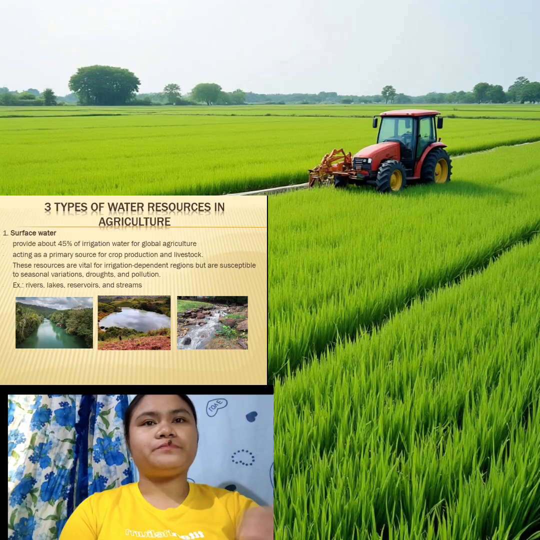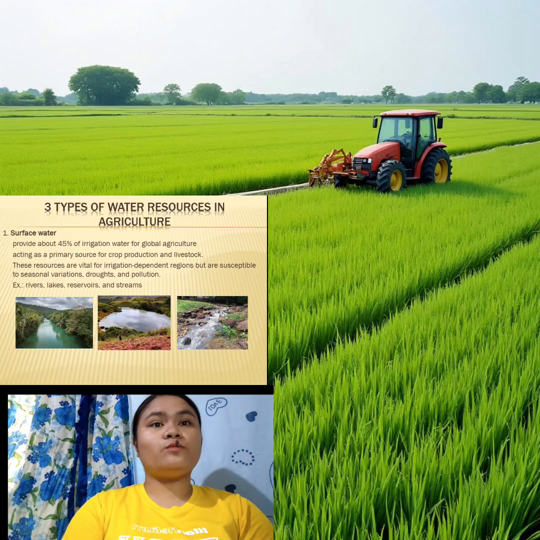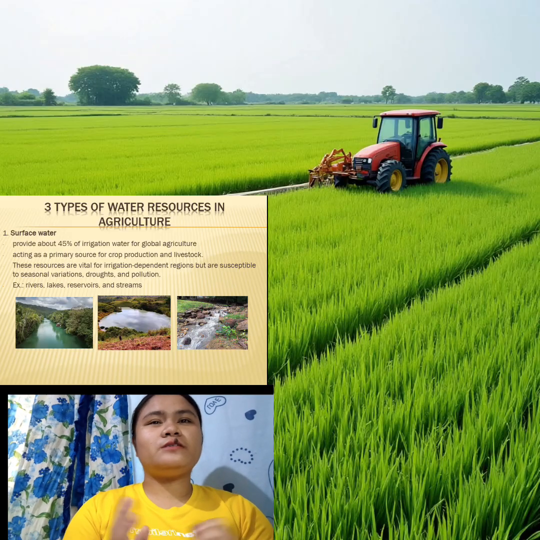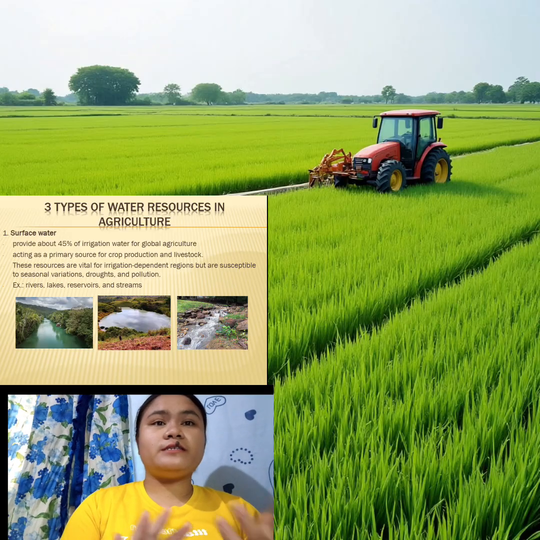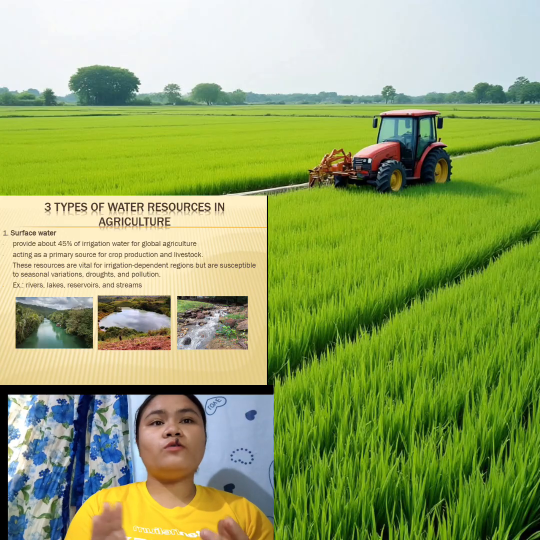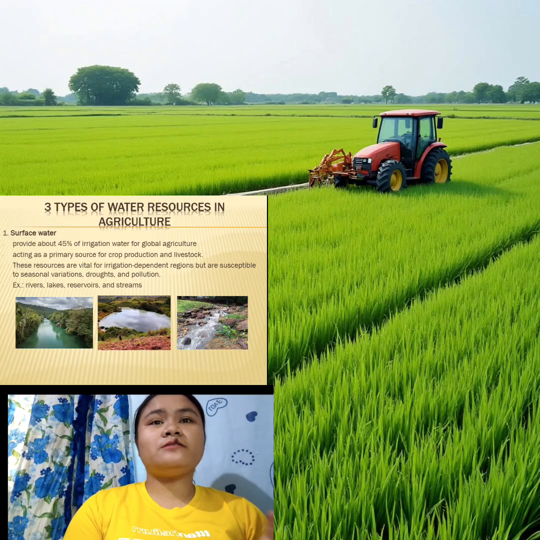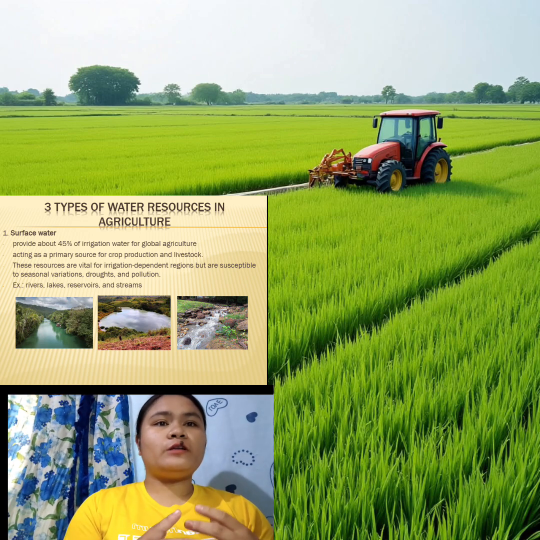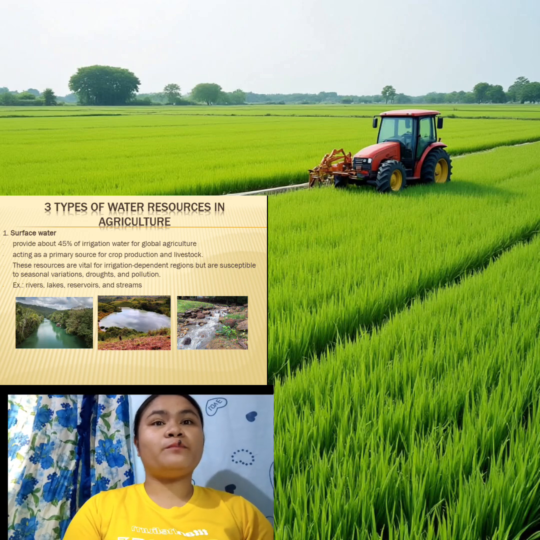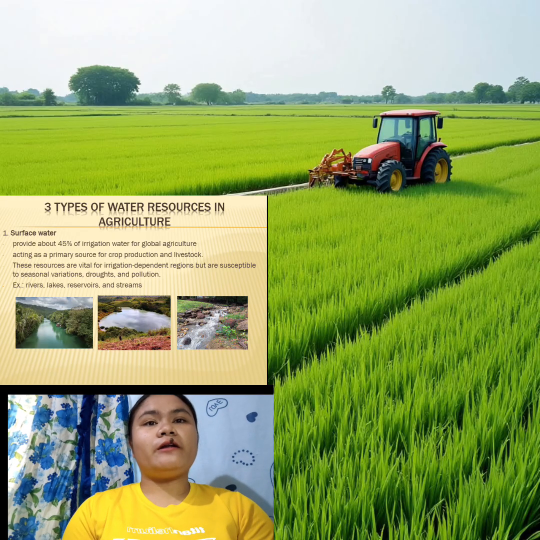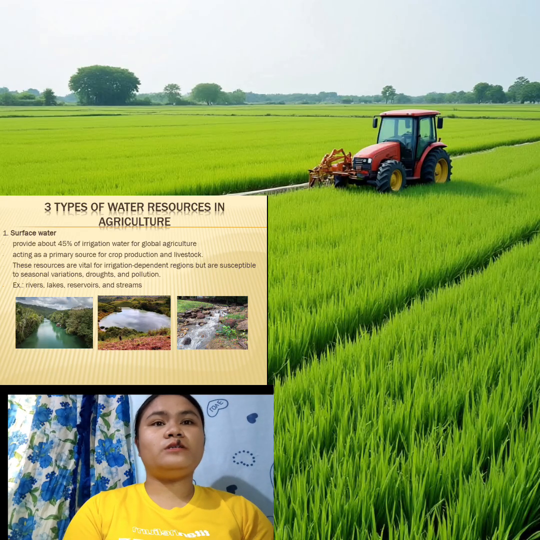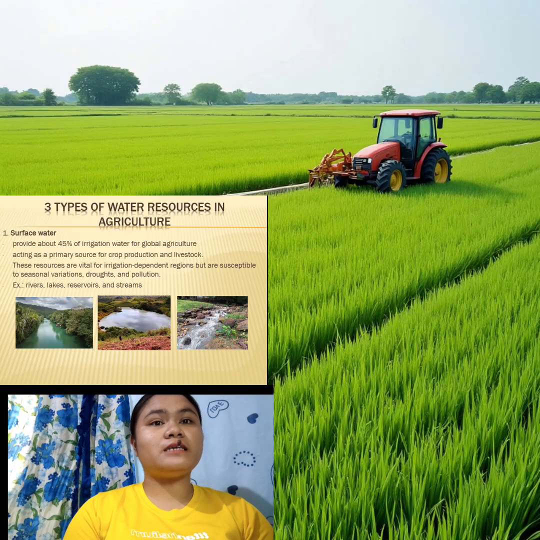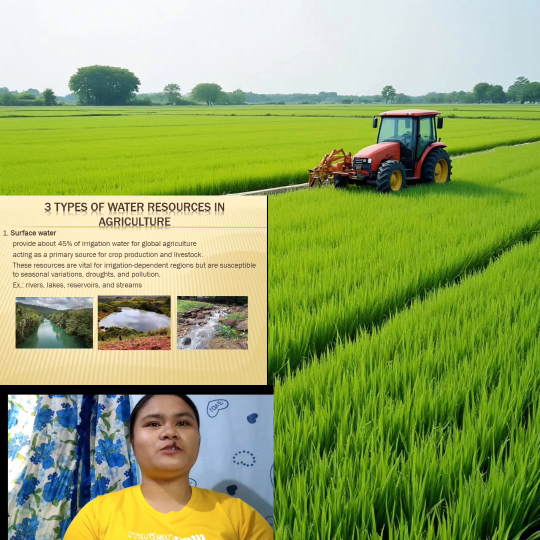However, surface water is not without challenges. It is highly susceptible to seasonal variations. During the dry season, rivers can run low or dry up entirely. It is also vulnerable to droughts and pollution, both of which are growing concerns in many parts of the Philippines today. In irrigated rice farming, which is common here in Region 12, surface water from rivers and irrigation canals is a lifeline for production.